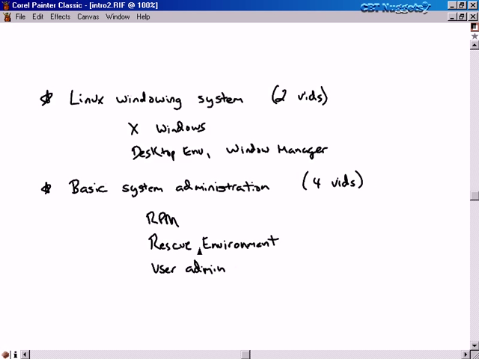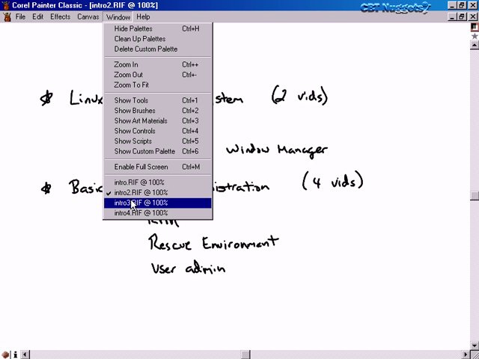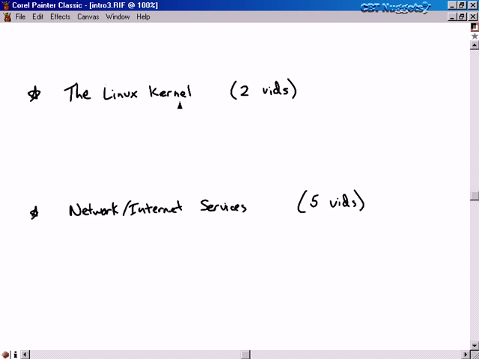Once we're done talking about basic system administration, we move on and talk about the Linux kernel for a couple of videos. This is a topic we didn't even touch on in the introductory videos, a little bit too advanced for that series, and we bring it up in this series. We talk about upgrading the kernel, and we actually do a kernel upgrade from 2.4.18 to 2.4.20. We also talk about recompiling the kernel, and we actually do a recompile of the kernel from source code. These are very detailed topics.